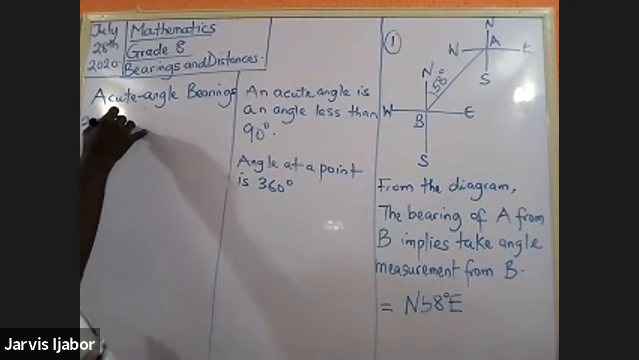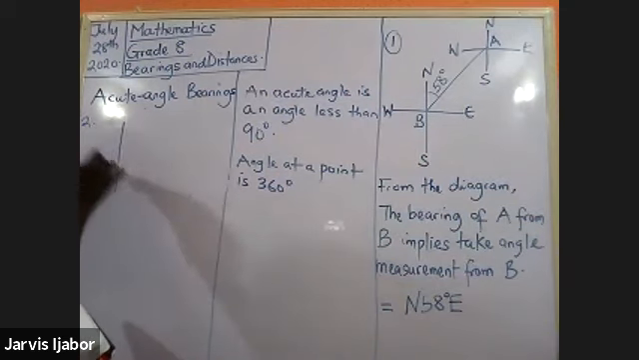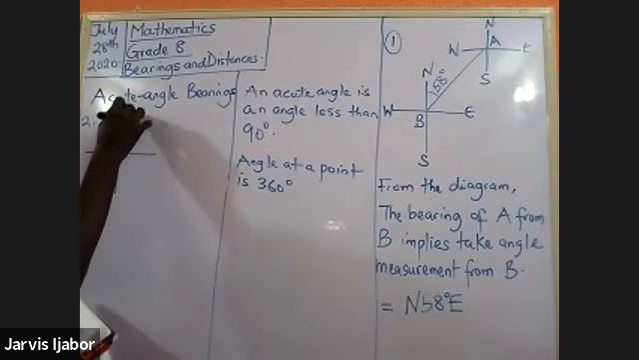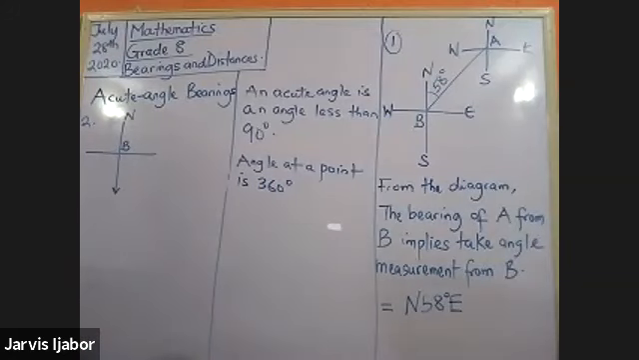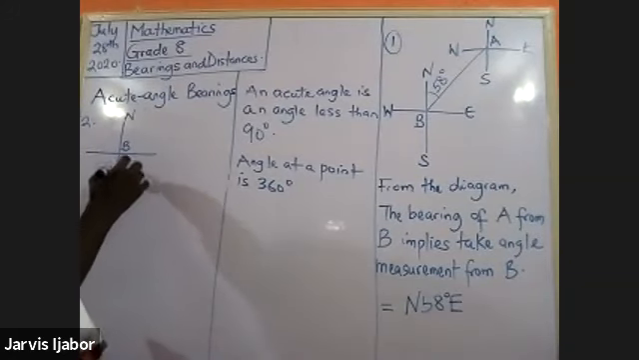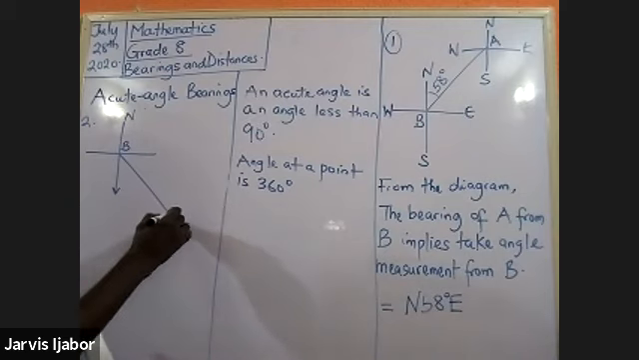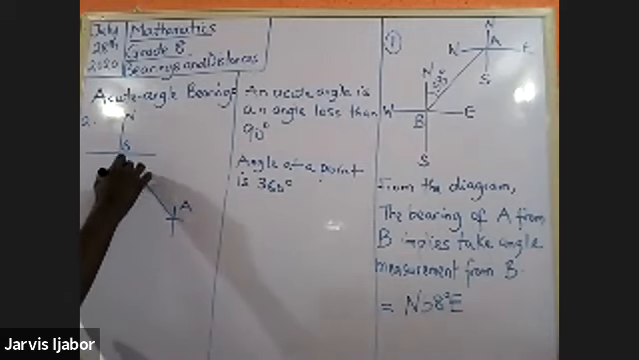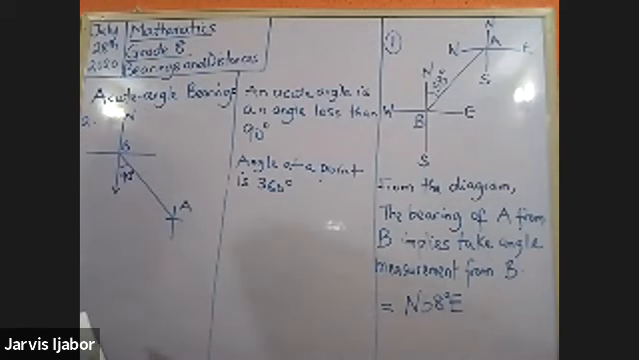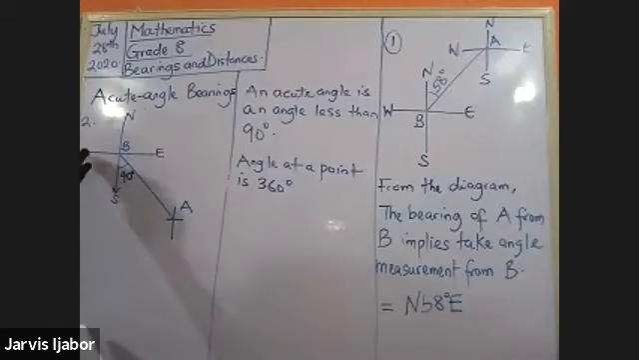This is position B. Position A. Remember that for these questions, we are told to find the bearing of A from B. This one is 40 degrees. This is south, this is east, this is west.